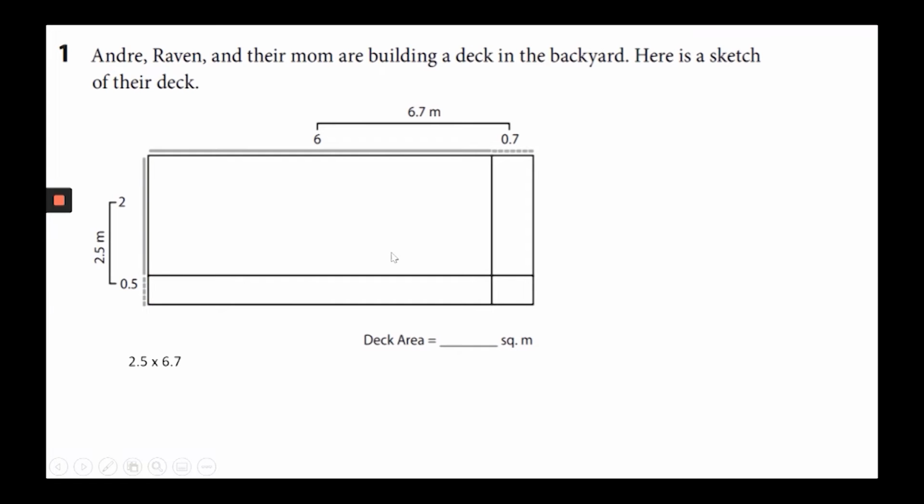Okay, last one on this open area model. Andre, Raven, and their mom are building a deck in the backyard. Here is a sketch of their deck, and it wants us to find the area in square meters once again. Okay, so the problem we're trying to solve is 2 and 5/10 meters times 6 and 7/10 meters.